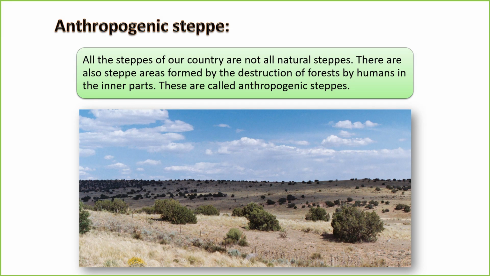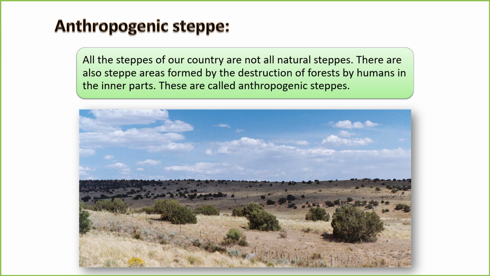Anthropogenic steppe refers to a steppe ecosystem that has been significantly influenced or even created by human activities. This type of steppe is not purely natural but has been shaped by human interventions, such as agriculture, grazing, or other land use practices. Human activities can alter the composition, structure, and dynamics of steppe ecosystems, leading to the development of anthropogenic steppe areas. Key characteristics and factors associated with anthropogenic steppe ecosystems include: 1.